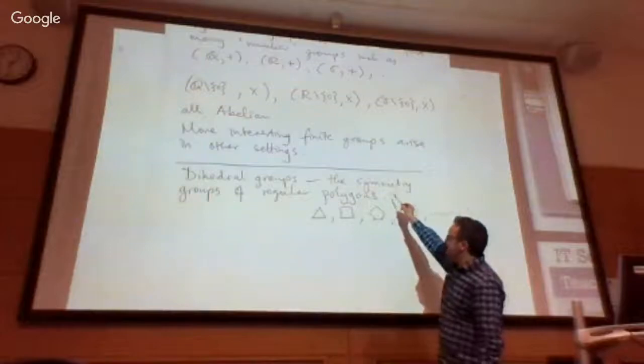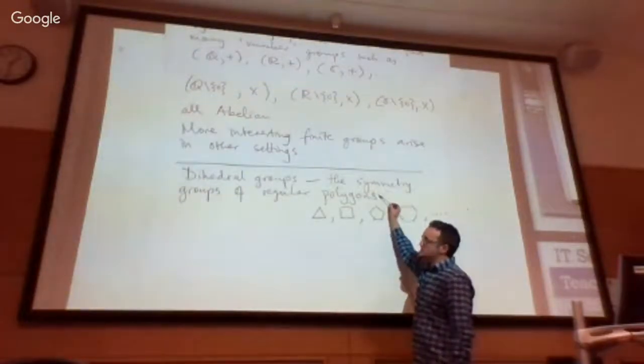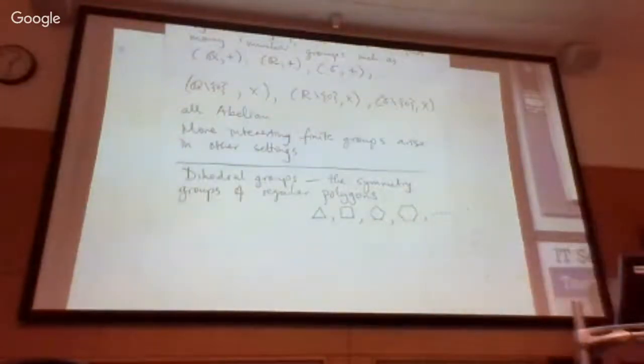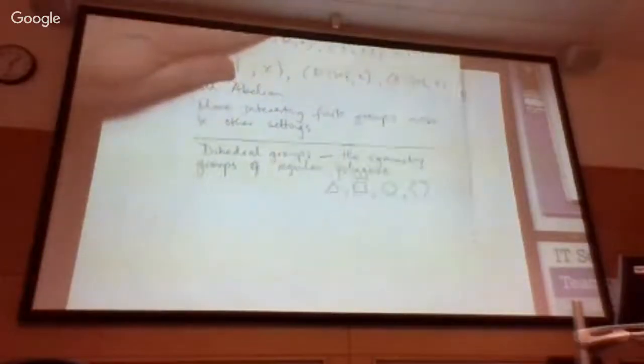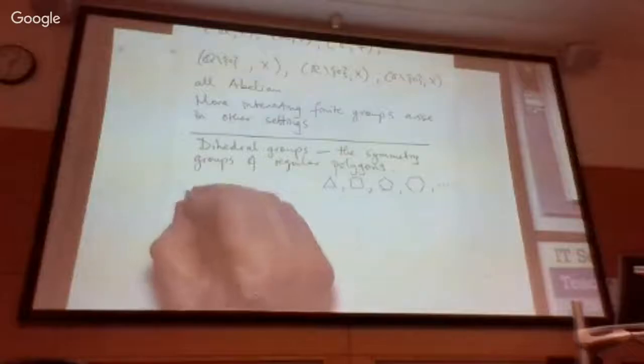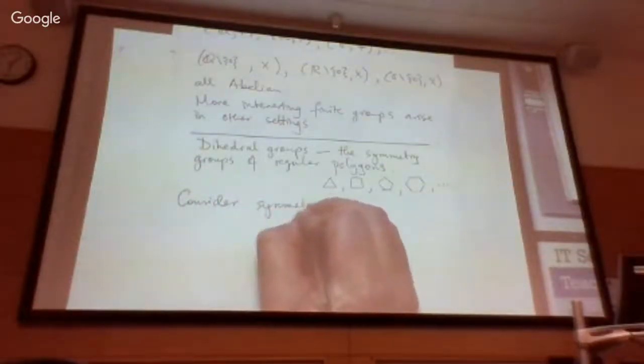Well, we can pin these symmetries down and get very specific and talk exactly about what their symmetries are, and we'll see that the collection of the symmetries of any one of these forms a group. These are important classes of groups. So we're going to consider symmetries of the triangle.